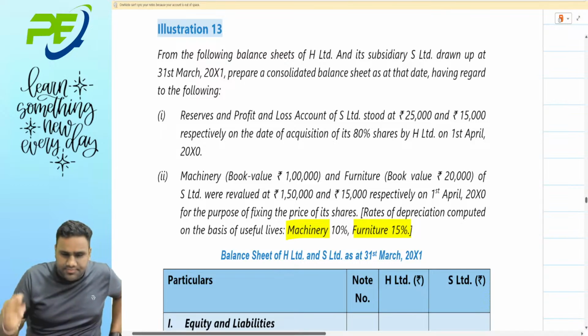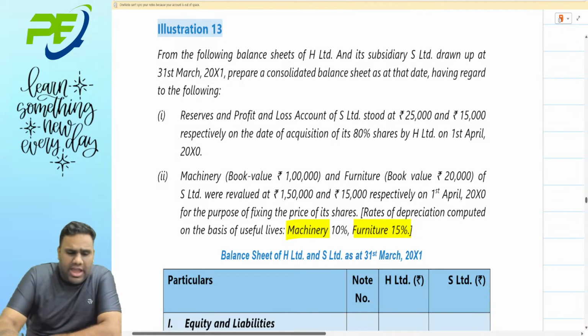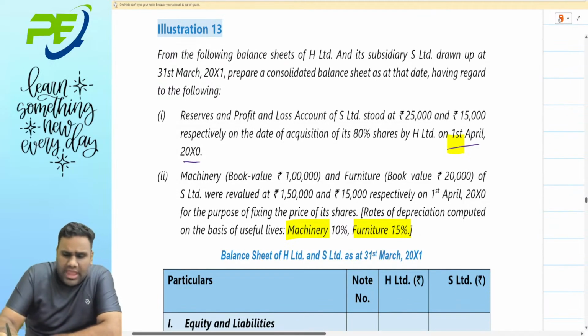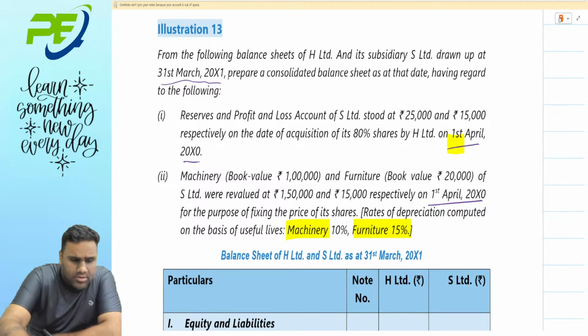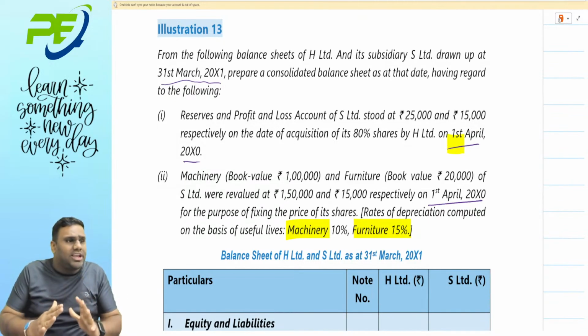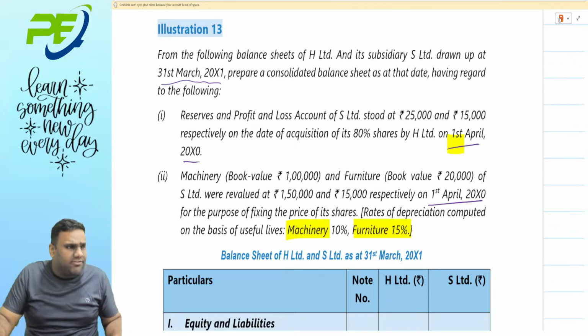So now, a couple of dates which I want to mention. When did we acquire the company? First April 20x0. And the balance sheet we are preparing is at the end of the year. At the beginning of the year we have acquired the company. Consolidation we are preparing at the end of the year. Can we start?